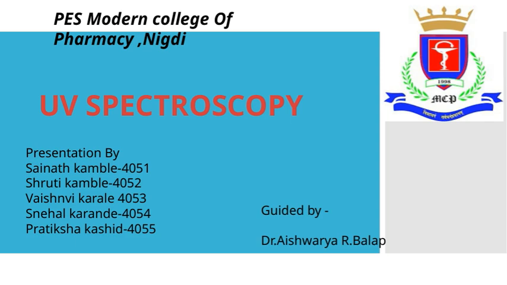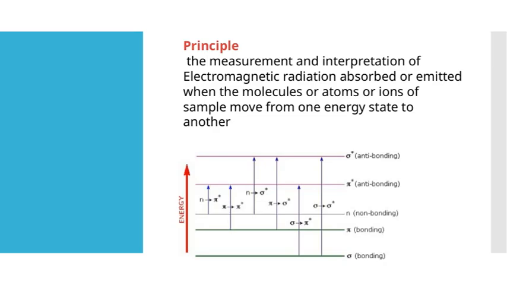Let's get started. Let's talk about the principle behind this technique. Essentially, it involves the measurement and interpretation of electromagnetic radiation. This radiation is either absorbed or emitted by molecules, atoms, or ions in a sample. The key idea here is that these particles move between different energy states. When they do, they either absorb energy, moving to a higher energy level, or emit energy as they return to a lower level. By studying these changes, we can gain valuable insights into the composition and structure of the sample.